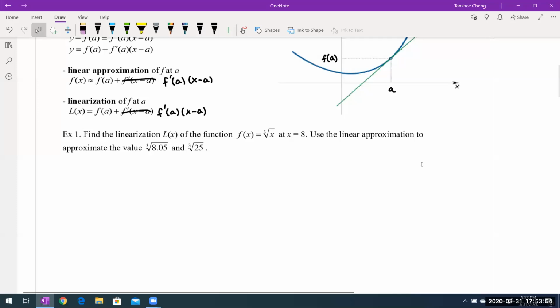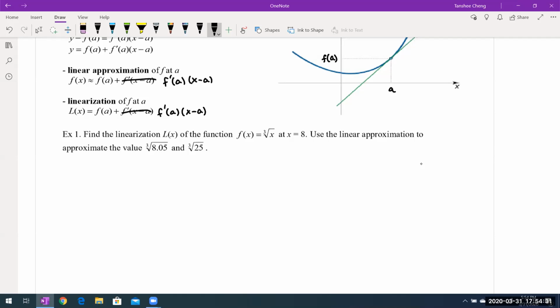Example 1 is asking us to find the linearization function of f equal to cube root of x at the point where x is equal to 8. The first question is finding the linearization function for this particular function f. And after that, we use the linear approximation to approximate the values of cube root of 8.05 and cube root of 25.